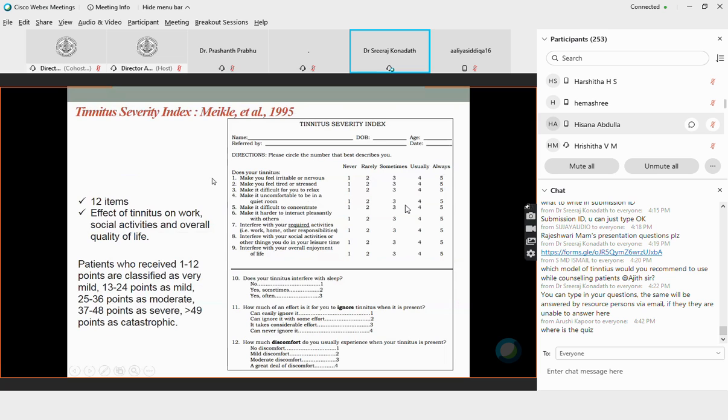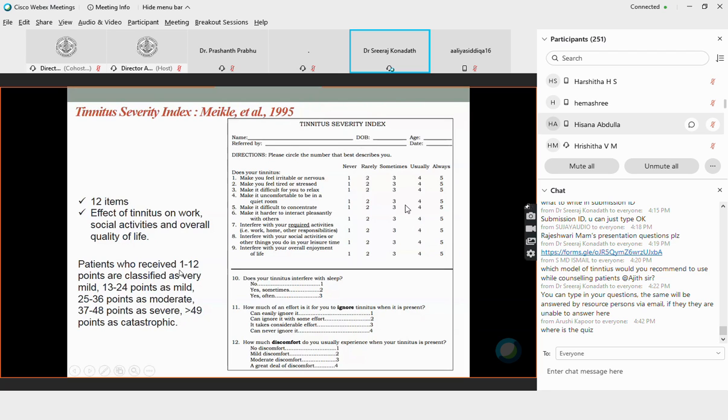Another one is the Tinnitus Severity Index, or TSI, by Meikle et al. Here it's a 12-item questionnaire. It also includes the effect of tinnitus on work, social activities, and overall quality of life. Same thing, you can see the questions. One question I'll read: make you feel irritable or nervous. You can just see never, rarely, sometimes, usually, and always. So here you can receive scoring like this.